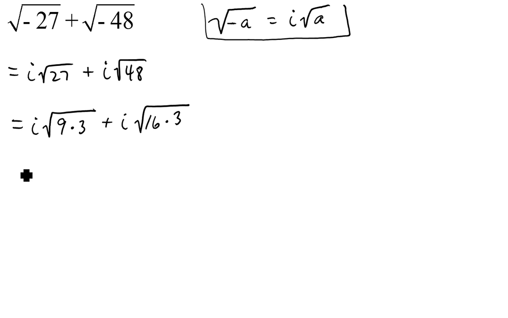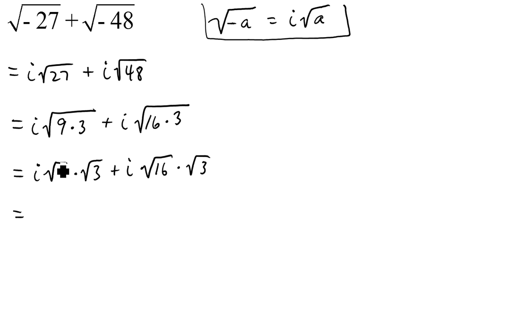So then using our product rule for square roots, we can separate each of those. So it's i times the square root of 9 times the square root of 3. So we can do the square root of each part separately. Similarly, in our second term there, we get i times the square root of 16 times the square root of 3. And that way we can work out those parts that work out nicely.